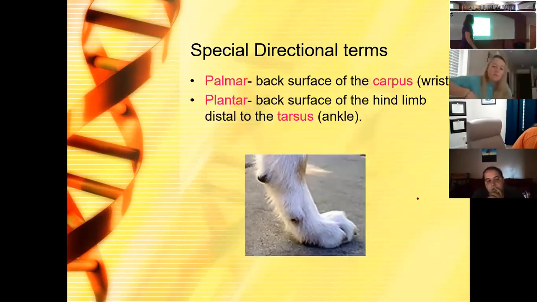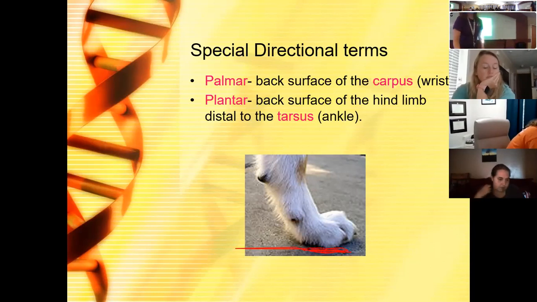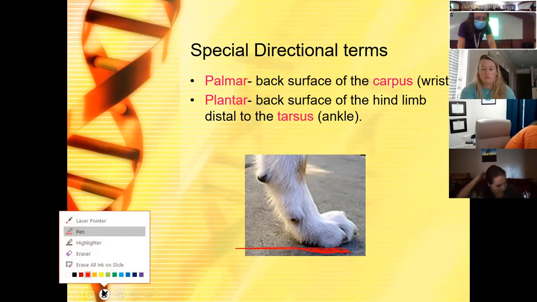Palmar, plantar. Now this is the walking surface of the pad of the foot. If this walking surface is on the front foot, it would be referred to as what? The palmar. And if it is on the back foot? Now the other thing to remember about our dogs and cats is the way that they stand. So I want to go into this just briefly.